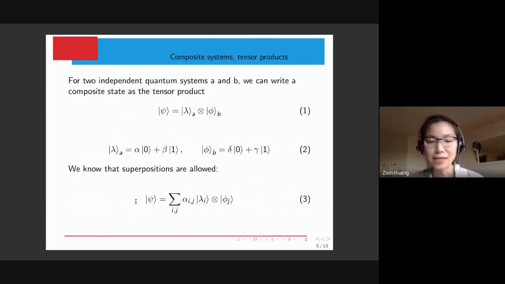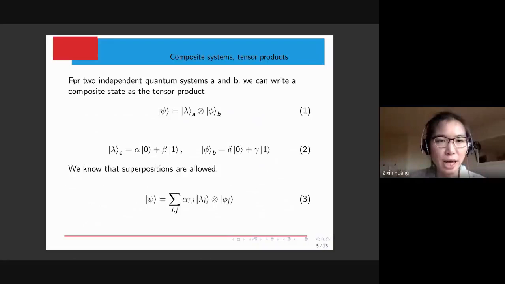Okay, let's talk about entanglement. Or, let's first talk about composite systems. We mentioned a bit about this earlier on, because we can't really talk about entanglement without talking about more than one qubit.